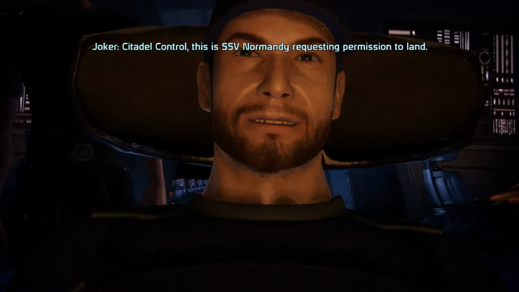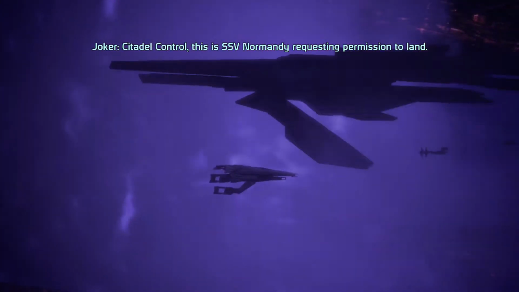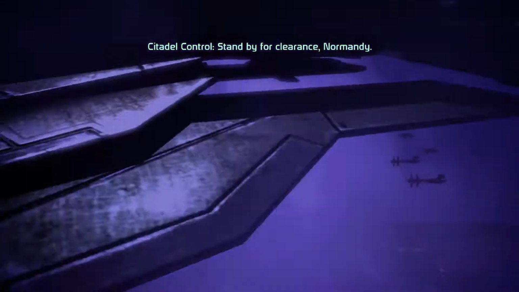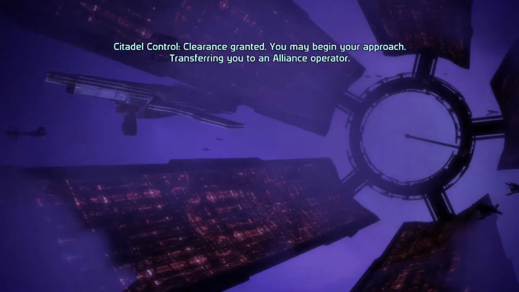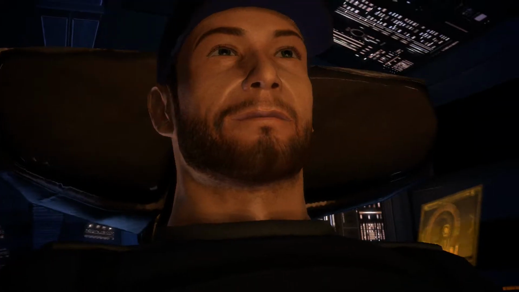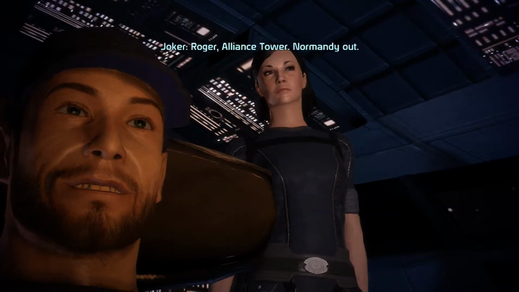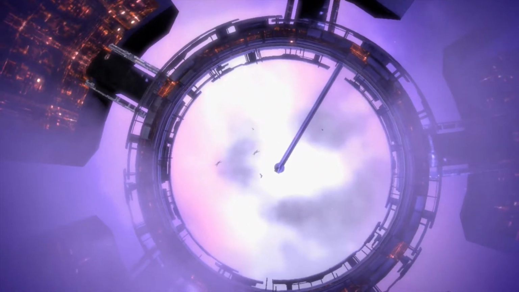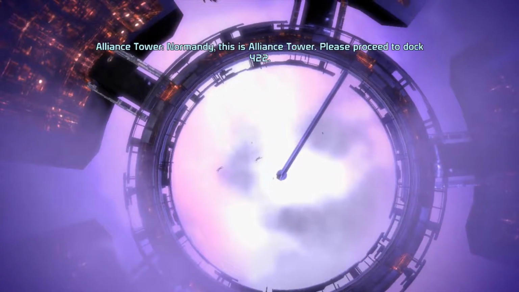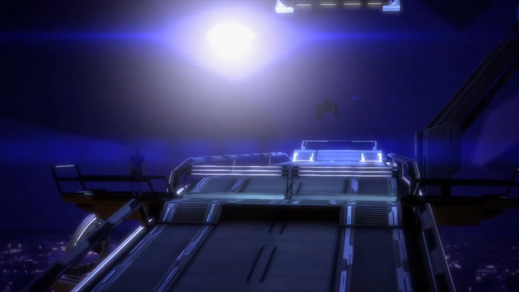Citadel Control, this is SSV Normandy, requesting permission to land. Stand by for clearance, Normandy. Clearance granted. You may begin your approach. Transferring you to an Alliance operator. Roger, Alliance Tower. Normandy out. Normandy, this is Alliance Tower. Please proceed to Dock 422.